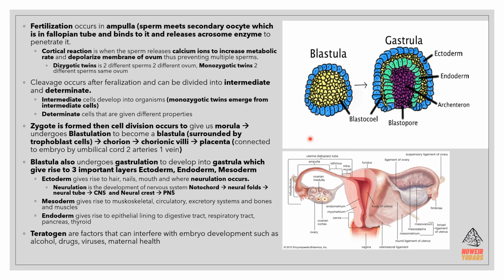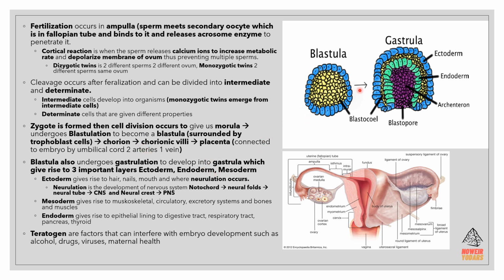All right, and the placenta is connected to the embryo by the umbilical cord, with two arteries and one vein. The placenta is basically essential for a lot of things, including food, water, nutrients, and a lot of diffusion and transfer of nutrients between the mother and the kid or the embryo. Right, so the blastula also undergoes another process, gastrulation, to develop into a gastrula.